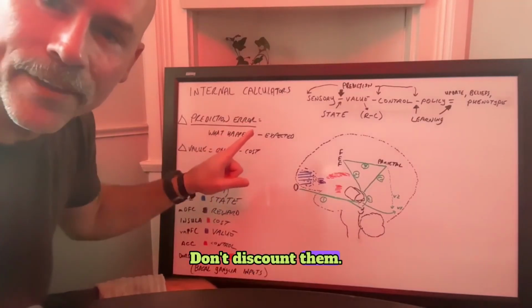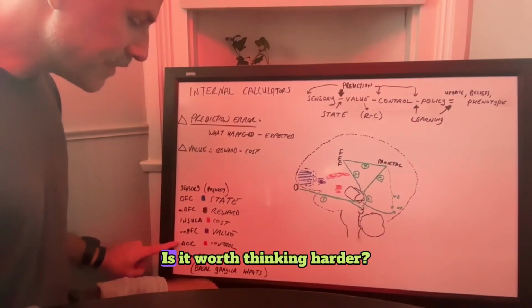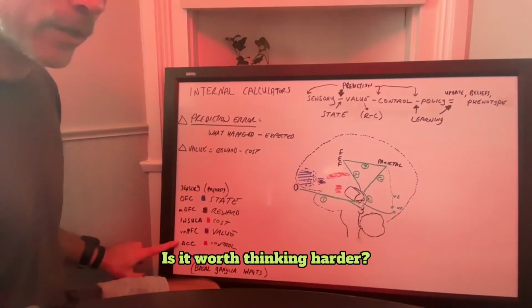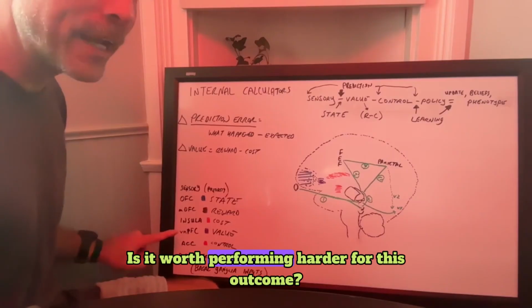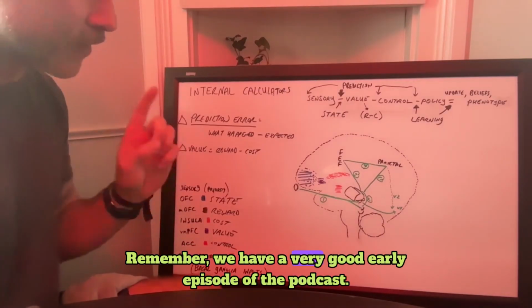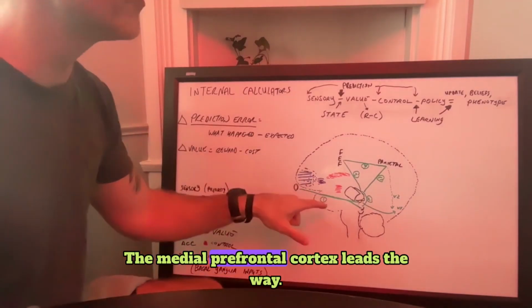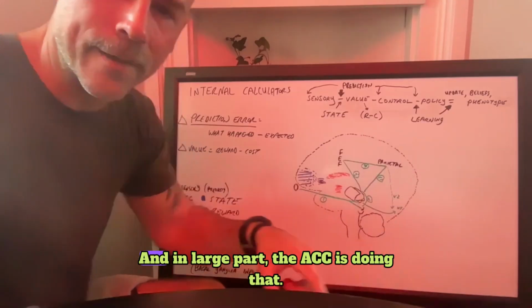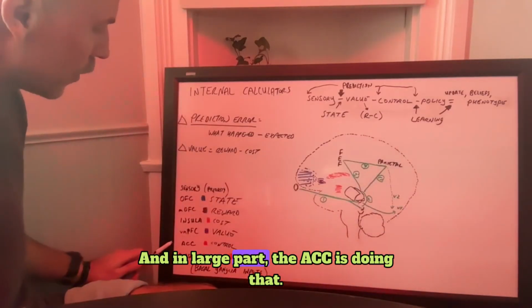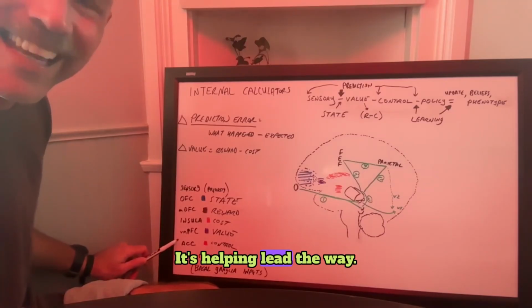Don't discount them. So the ACC is kind of help modulating. Is it worth thinking harder? Is it worth performing harder for this outcome? Remember, we have a very good early episode of the podcast. The medial prefrontal cortex leads the way. And in large part, the ACC is doing that. It's helping lead the way.